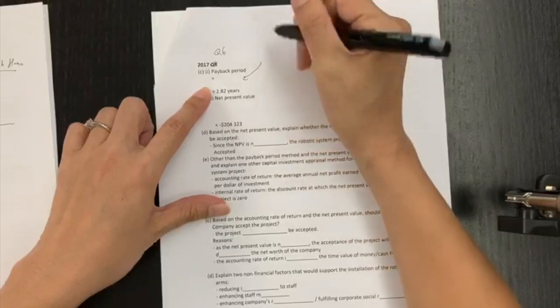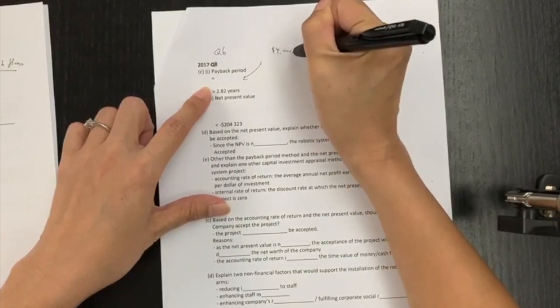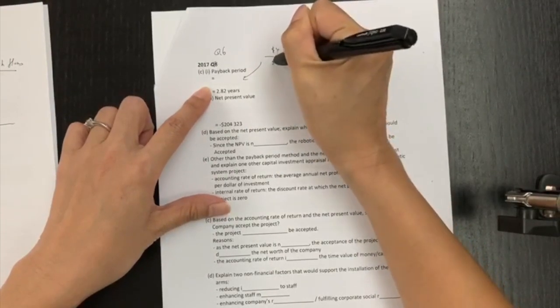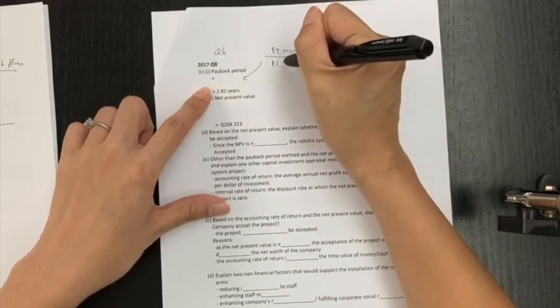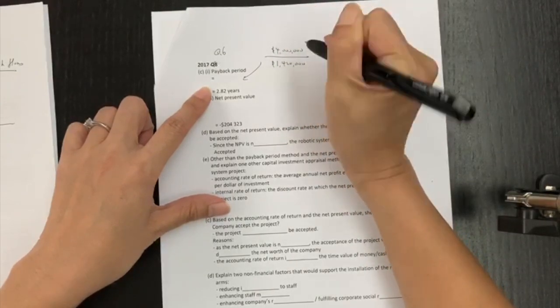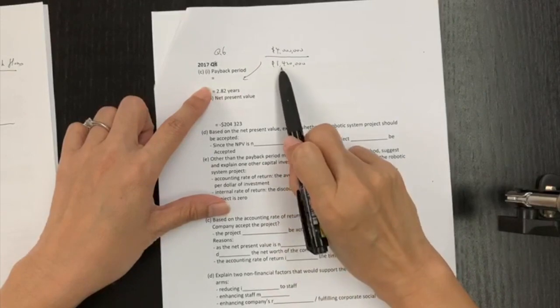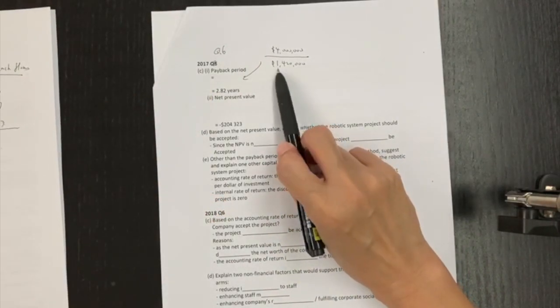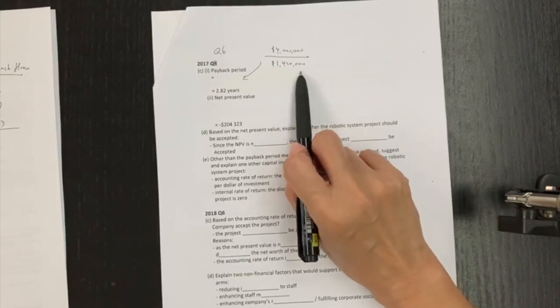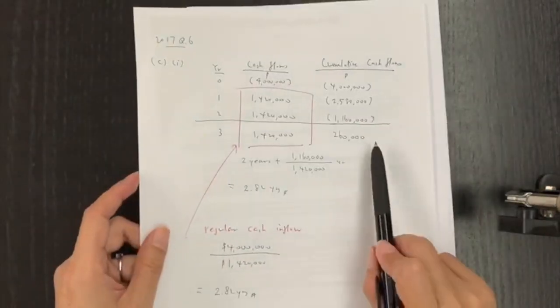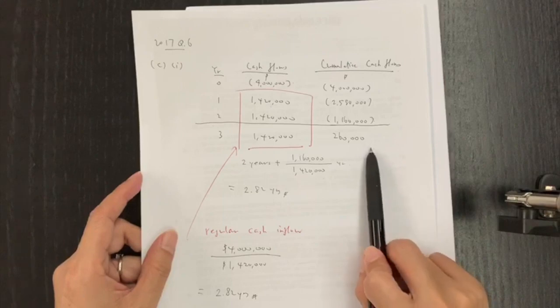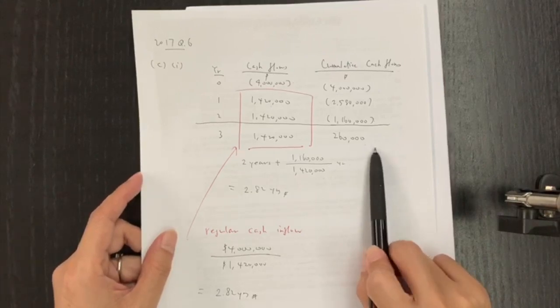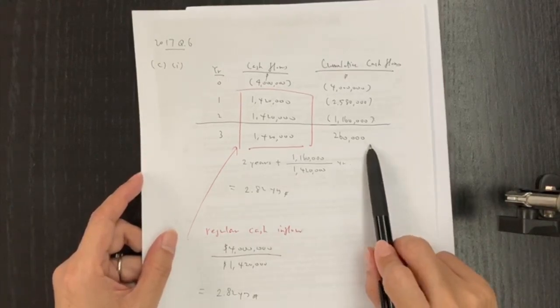Use the faster method, that is 4 million divided by 1,420,000. So only when you have regular cash inflow in each year. If you don't have regular cash inflow in each year, that means you must add another column. We call that the cumulative cash flow column, the same as example 1.